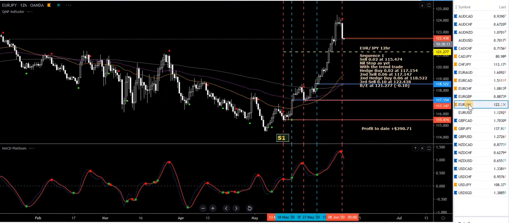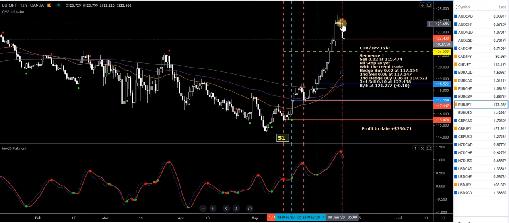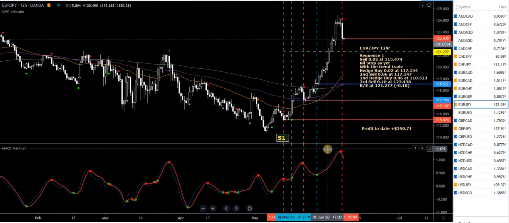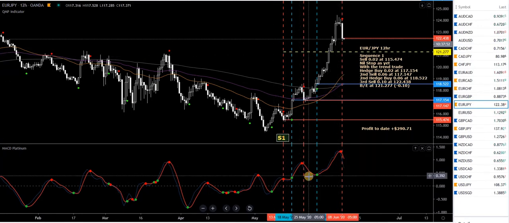All right, Euro Yen. Another Euro pair. It's broken the hedge. So I had a sell, hedge buy, second sell, second hedge buy, and here's this third sell taken today. Overall break even for all trades is up there. Again, we're a long way above the zero level.